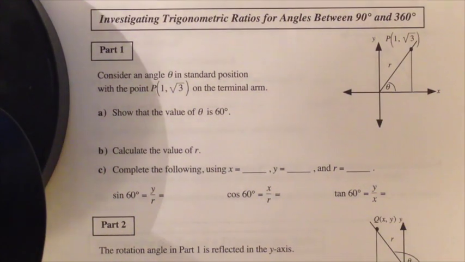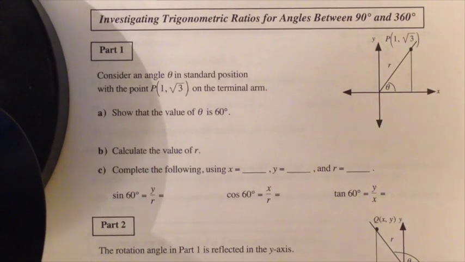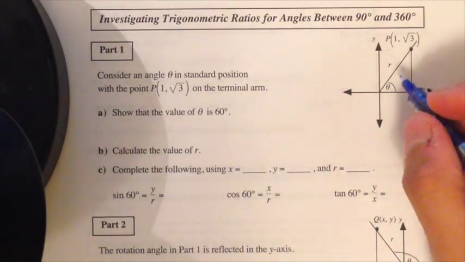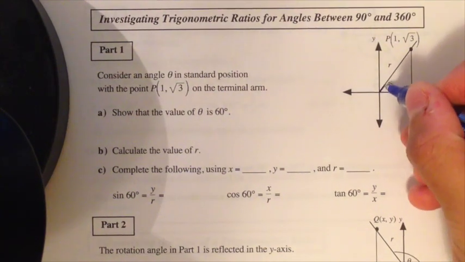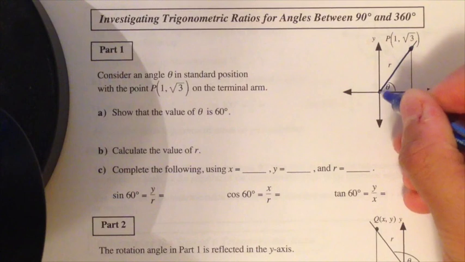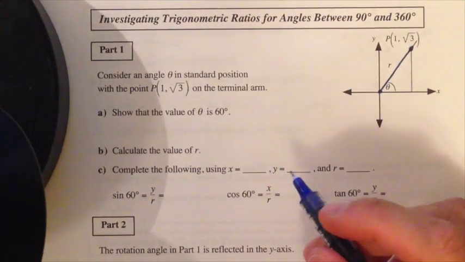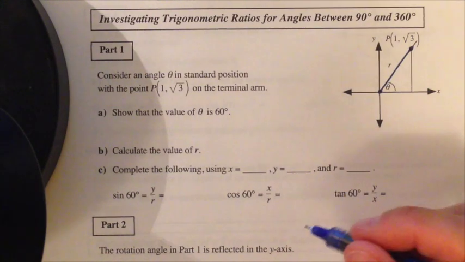Let's continue to part one of investigating trig ratios for angles between 90 degrees and 360 degrees. Consider an angle theta in standard position with the point (1, rad 3) on the terminal arm. Let's recall that our terminal arm is located between point P and our origin. So first of all, we need to show that the value of theta is 60 degrees.